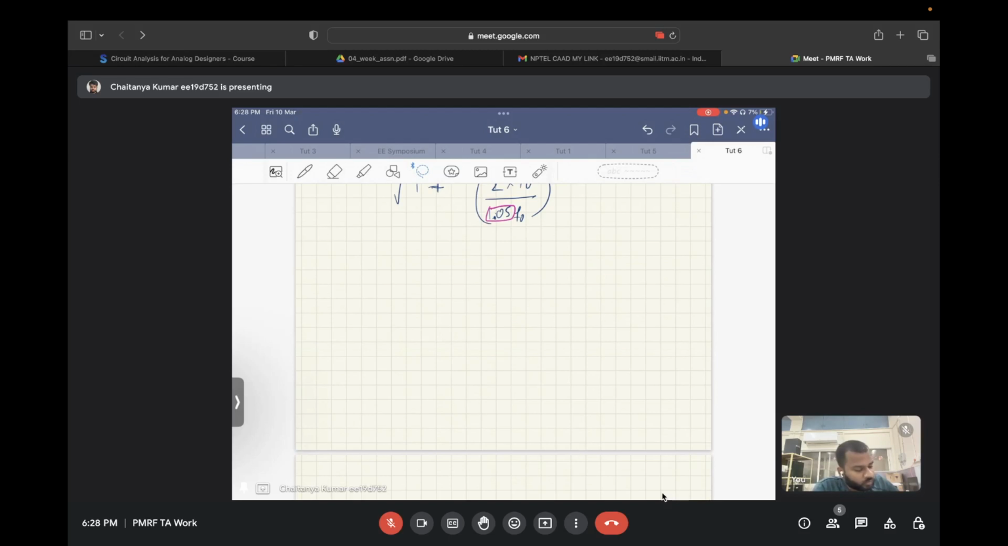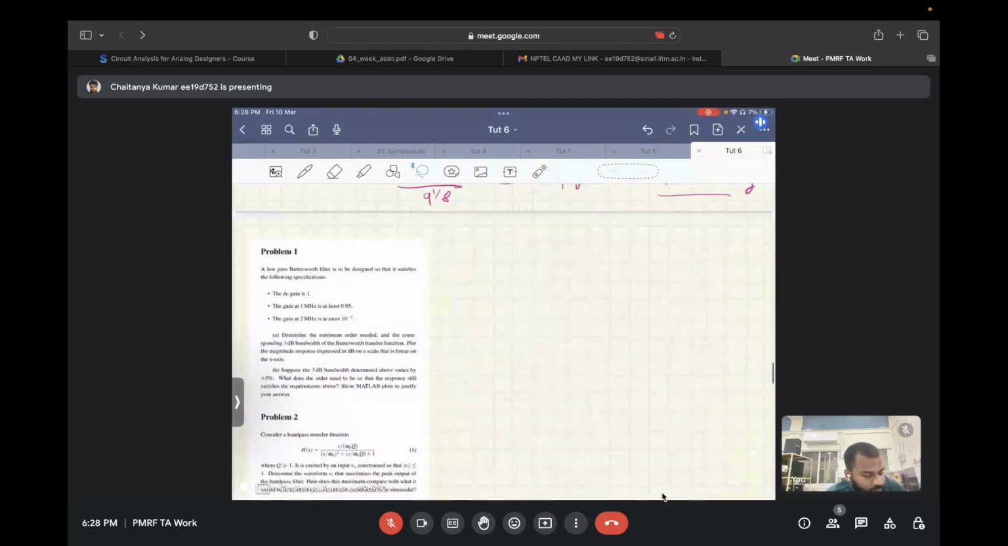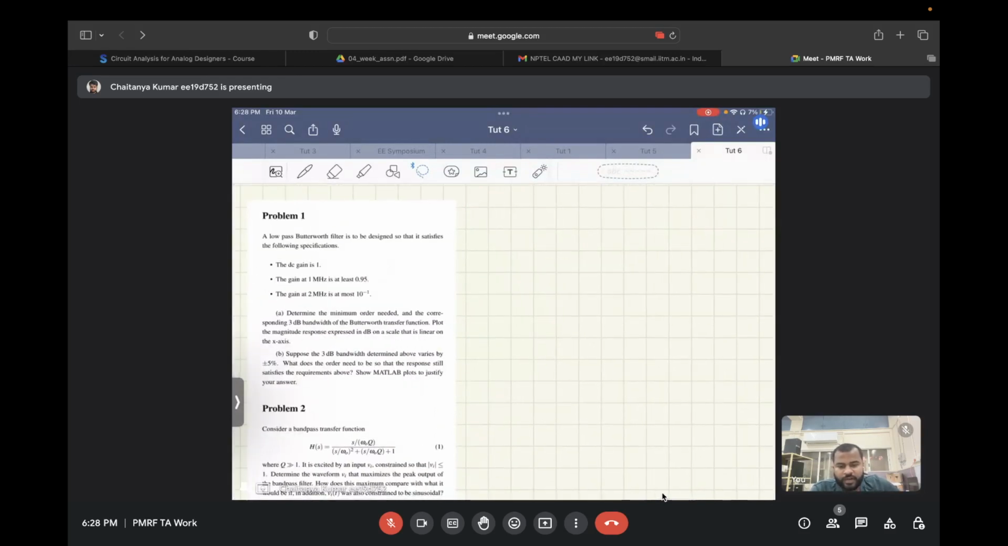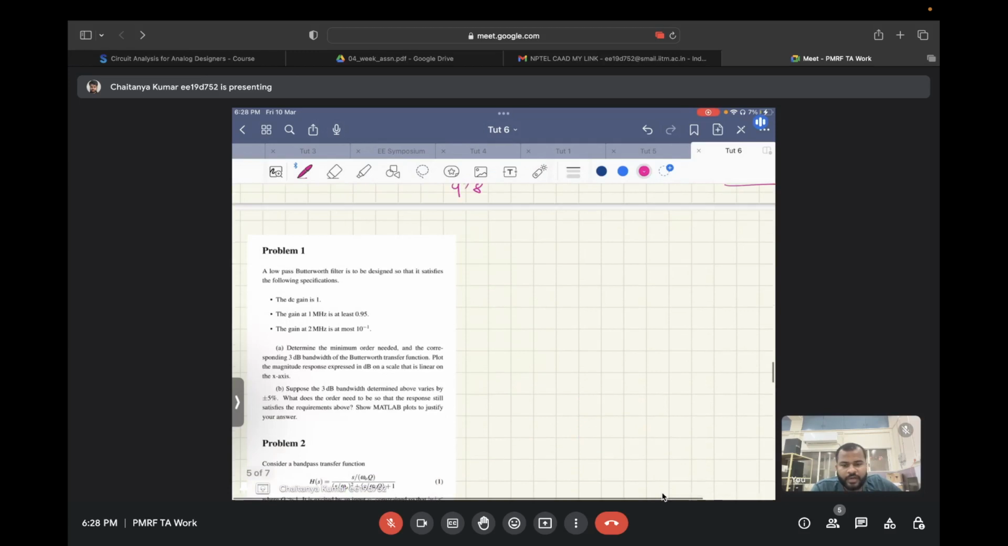So what you need to do exactly is plot the response to show that whatever you are saying is correct, right? How will you justify it? You will have to justify it by plotting the response. So for plotting the response, what do you need? You need a frequency axis, and you need to find the magnitude response corresponding to that frequency axis.